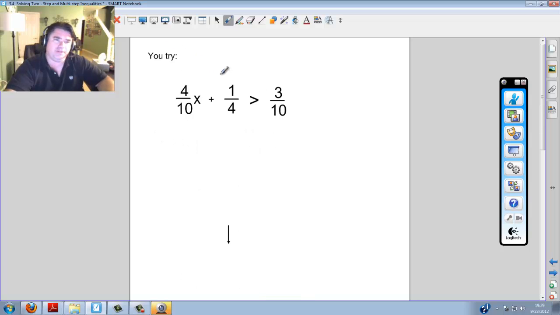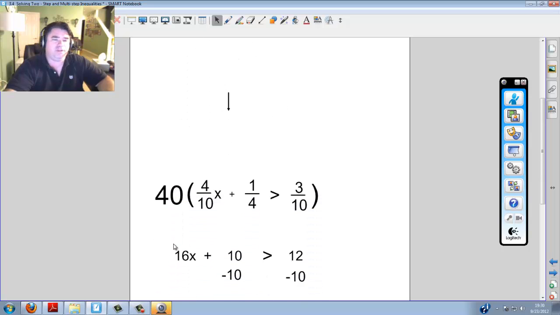You try. Go ahead. Let's see. I times them all. You can times them by 20. For this purpose, I times them by 40, though, just to show you that either one's fine. Times by 40 here. 40 times 4 divided by 10 is 16. 40 times 1 divided by 4 is 10. And 40 times 3 divided by 10 is 12.